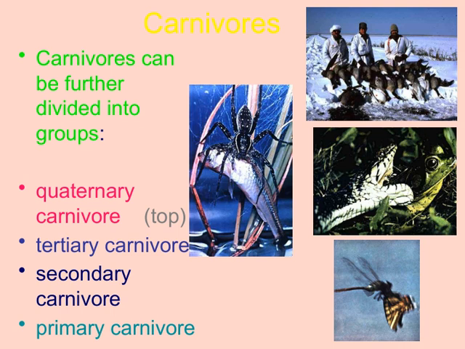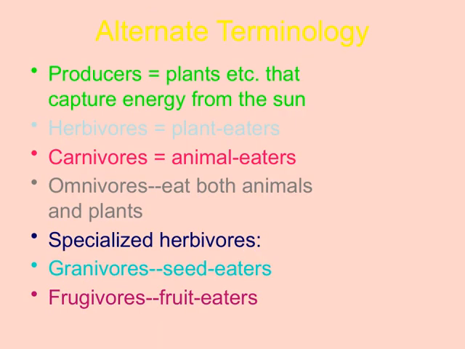Let's take a moment to look at some alternate terminology that helps us understand different roles in the food chain. When we say producers, we're talking about plants and other organisms that capture energy directly from the sun. Think of them as the foundation of the energy pyramid. Moving up, herbivores are animals that eat plants, while carnivores are those that eat other animals. Then we have omnivores, which are pretty versatile. They eat both plants and animals.